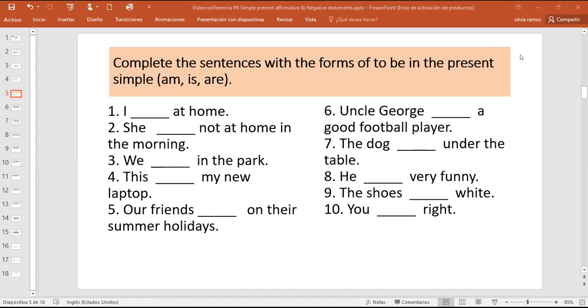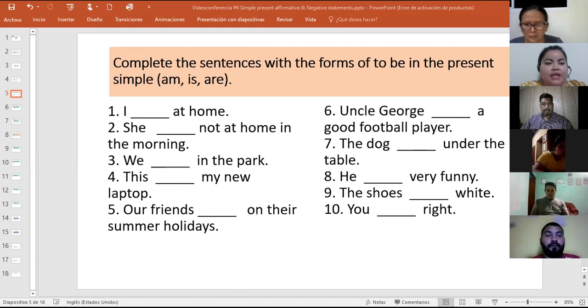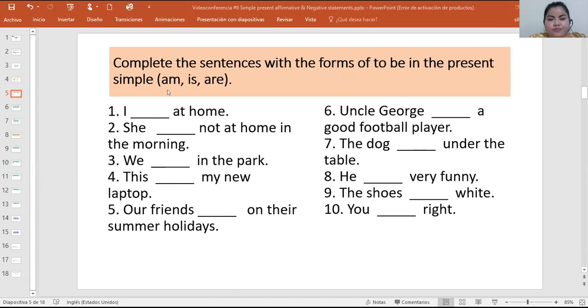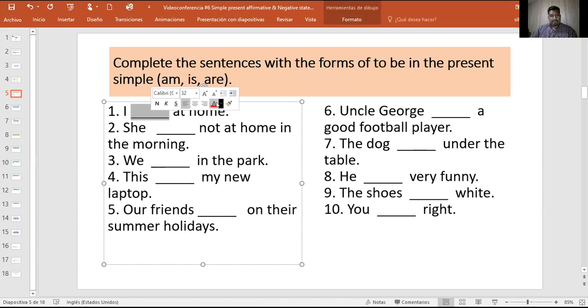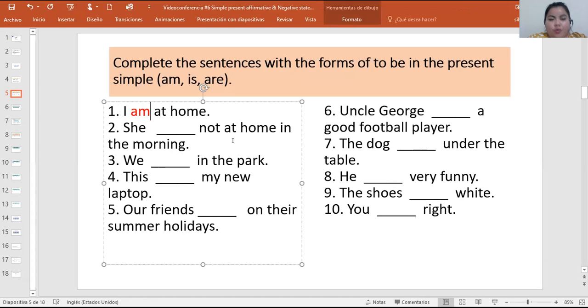What do you have in number one? Read the complete answer, Santos Rigoberto. I am at home. Very good, that is correct. Elizabeth, what do you have in number two? She is not at home in the morning. She's not at home in the morning, okay? Very good. In the morning.